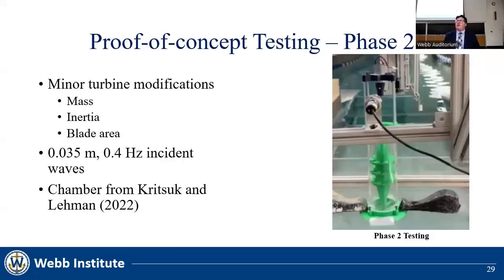The old chamber from Kritzuk and Lehman's thesis was used, and performance improvements were analyzed by tracking the mean and maximum number of RPMs of the turbines. The turbines were coupled to an unloaded generator at this phase of testing. The video I'm about to play shows some testing from Phase 2. You'll be able to see incident waves causing the turbine to start spinning.